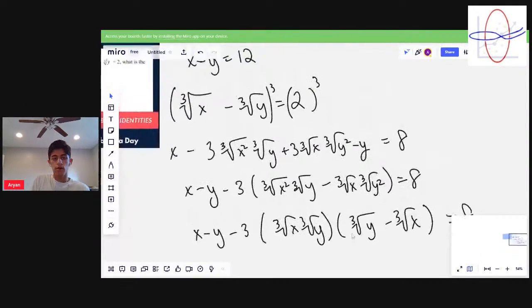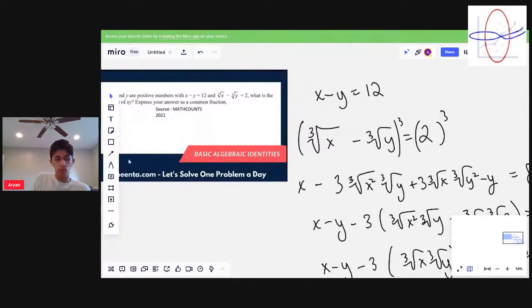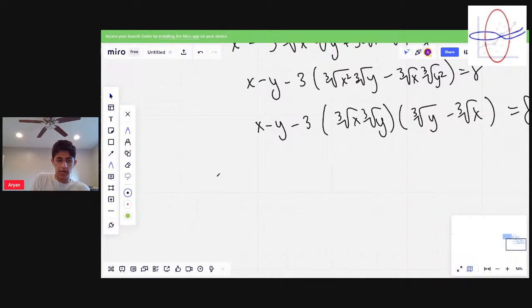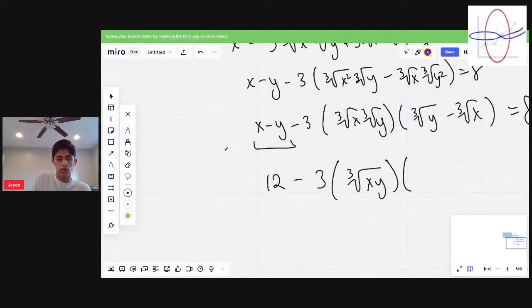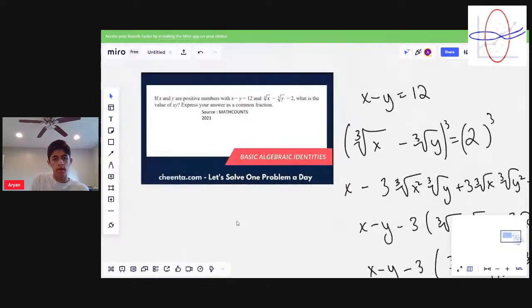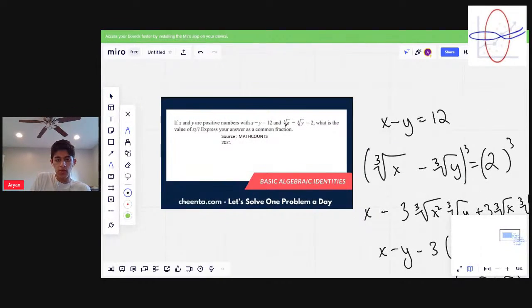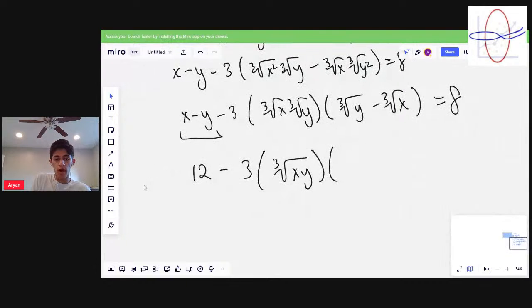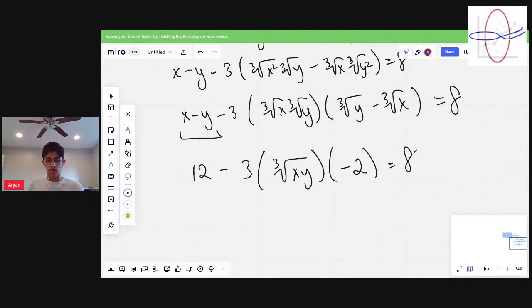Okay, so now, from the original problem, we know x minus y is 12, so we can fill that in right here, because we have x minus y right here. We get 12 minus 3 times the cube root of xy, times the quantity. And now we also know that the cube root of x minus the cube root of y is 2, so that means the cube root of y minus the cube root of x is negative 2. And so this is equal to 8.